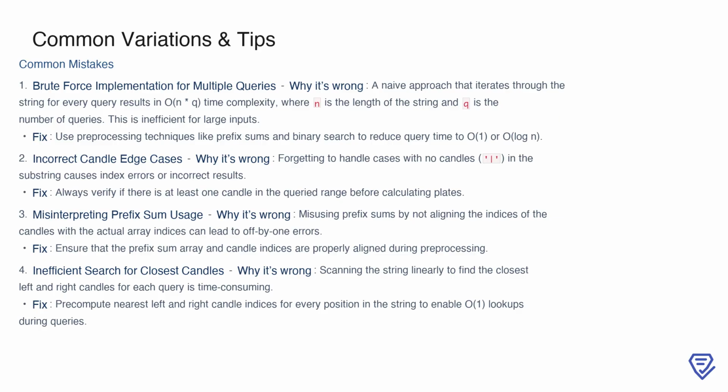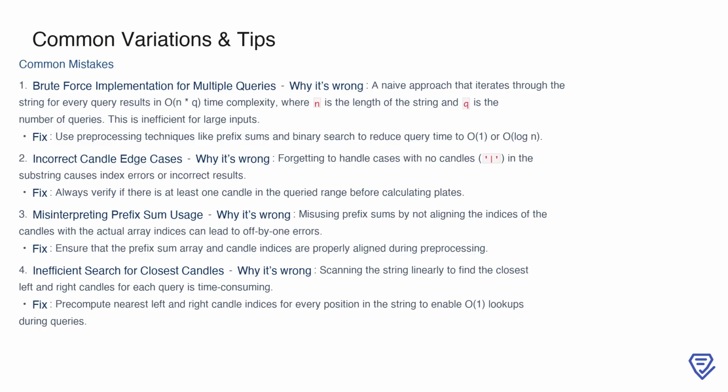Another mistake is forgetting to handle edge cases where there are no candles in the substring. This can lead to index errors or completely incorrect results. To avoid this, always verify that there's at least one candle in the queried range before attempting to calculate the number of plates. Additionally, misinterpreting how to use prefix sums can cause frustrating off-by-one errors. This typically happens when the indices of candles aren't properly aligned with the indices of the prefix sum array. Careful alignment during pre-processing is key to avoiding these issues.